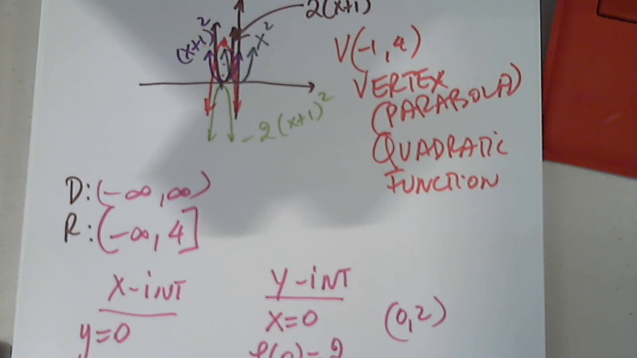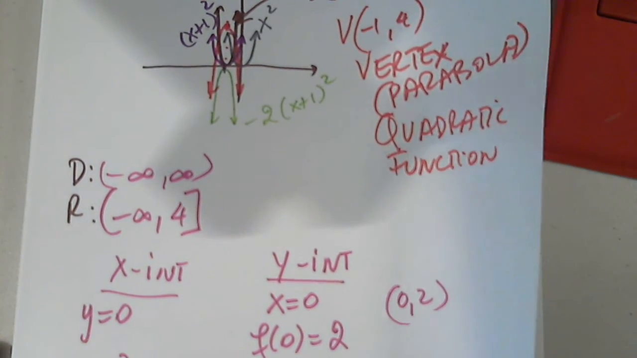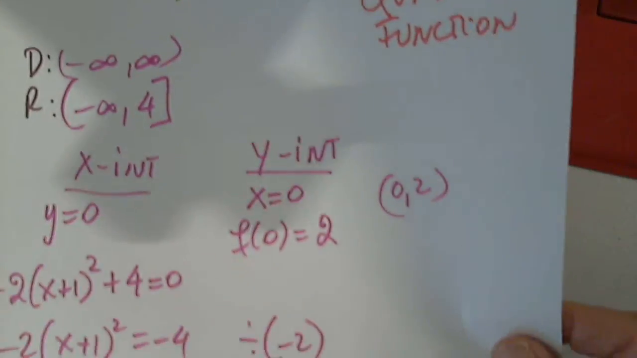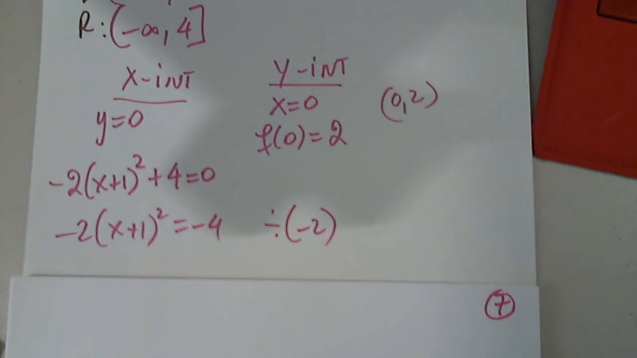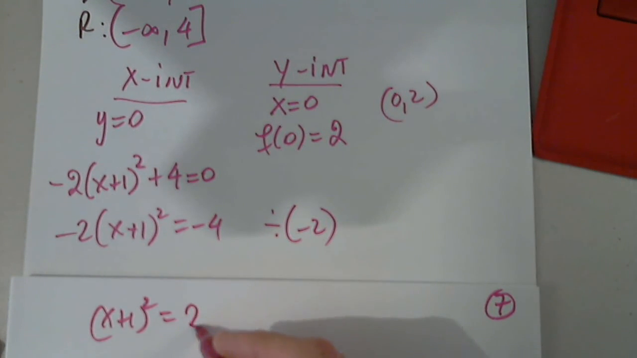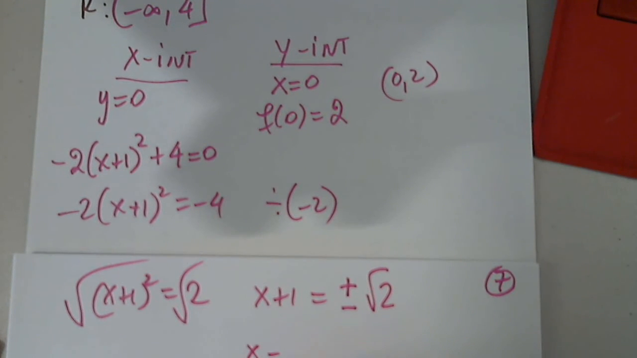I will divide both sides by negative 2, and then take the square root. Apply the square root to both sides. So then I get x plus 1 squared equals 2. I take the square root and get x plus 1 equals plus or minus the square root of 2, and subtract 1.